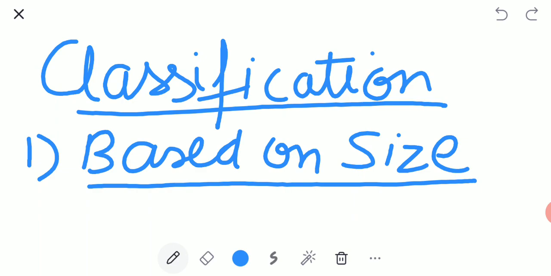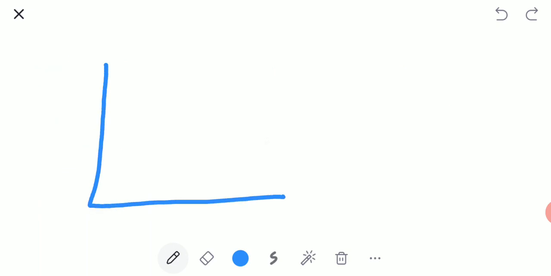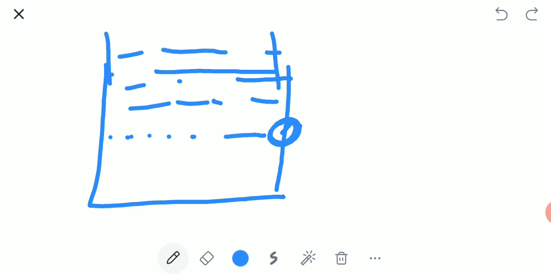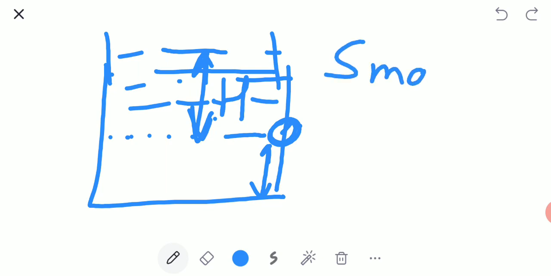So look here, suppose we have a tank and water is filled here. Here is the orifice. From the center of this orifice, some water is present above it. The water which is present above it is known as head, which we denote as h. So on the basis of size, how can we classify it? If the head of the liquid from the center of the orifice is more than 5 times the depth of the orifice, then it is known as a small orifice.